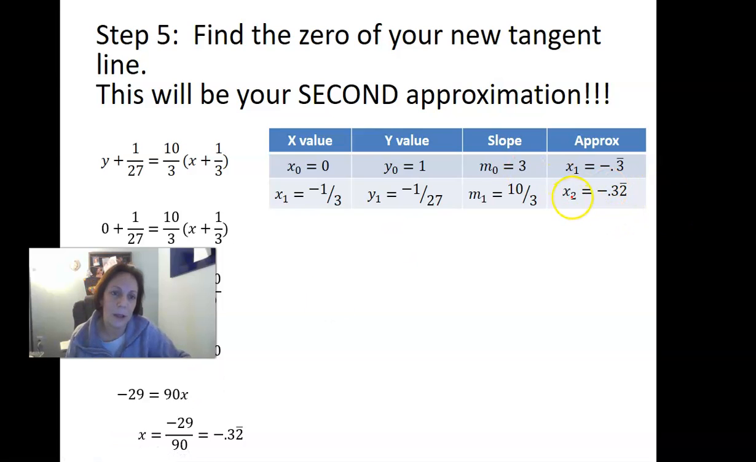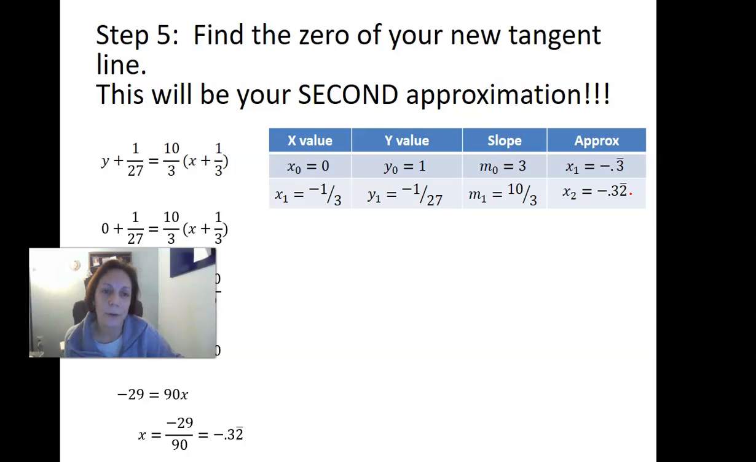So up in my table, my x2 is negative 0.32 repeating. I want you to look at these numbers. This is 0.33333, right? This is 0.3222222. At this point, we are accurate to 1 decimal place. The 3's match. As soon as you get to the second decimal place, they don't match anymore.